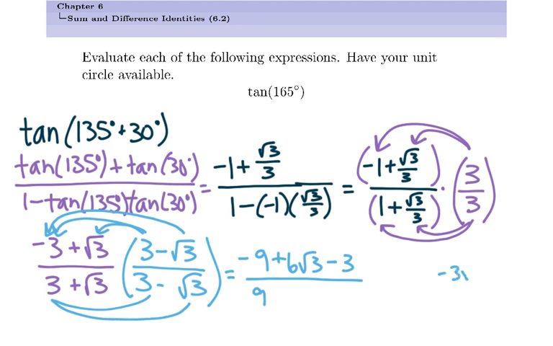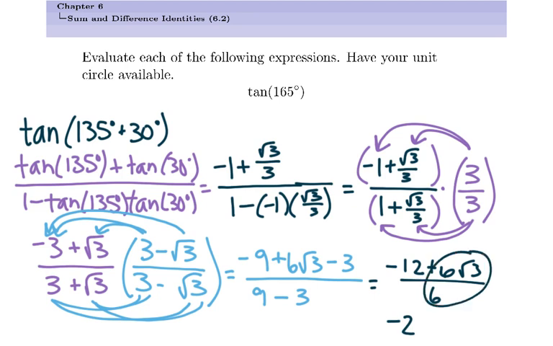Negative 3 root 3 plus 3 root 3 is 0. Negative times positive is a negative. Square root of 3 times square root of 3 is 3. Condense, so you're going to get negative 12 plus 6 root 3 over 6, and simplify. This divided by this is negative 2. This divided by this, positive divided by positive is positive. 6 divided by 6 is 1 root 3. So this would be my final answer.